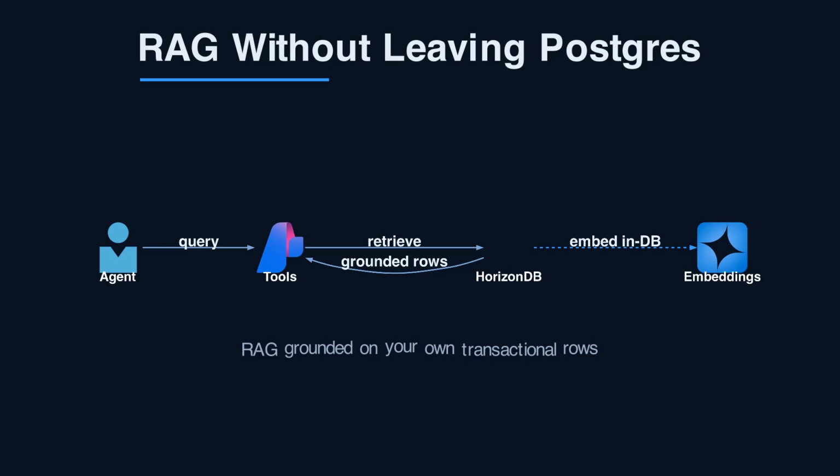One store means transactional consistency and no external sync to drift. Your embeddings and your source rows commit together. That's the operational payoff of keeping retrieval inside the database.